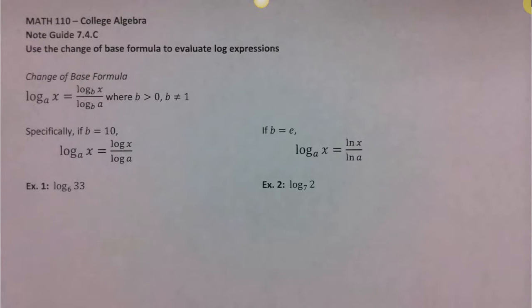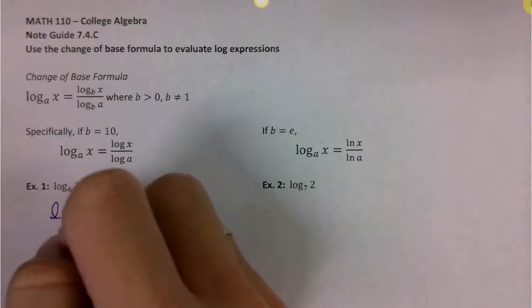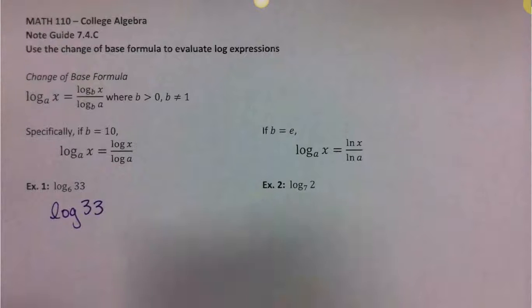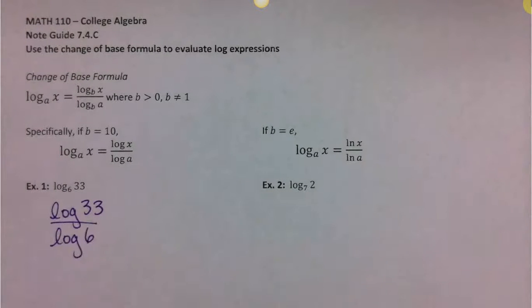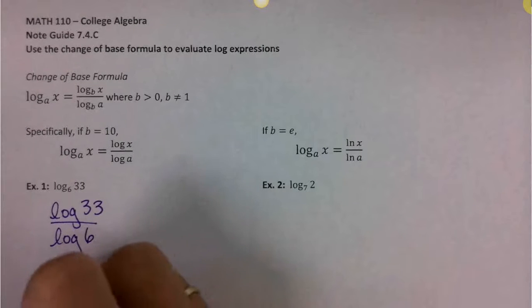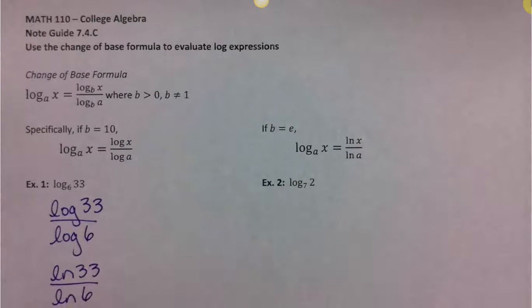So if we want to evaluate the log base 6 of 33, this would be the same as the log of 33, so the log base 10 of 33, divided by the log base 10 of 6. Or we could also use the natural log of 33 divided by the natural log of 6. Either one of those would give us the same answer.